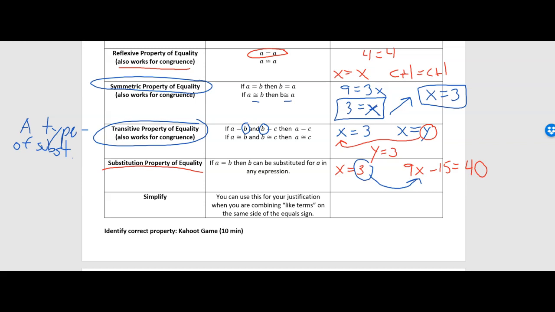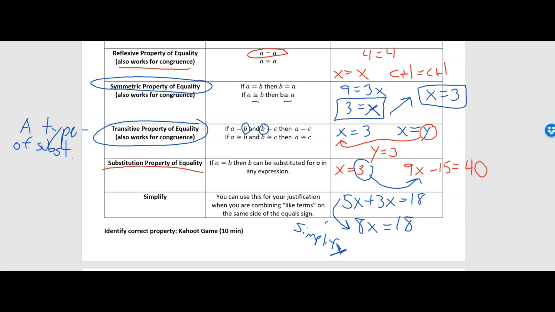Simplify is what you can use for your justification when you're combining like terms on the same side of the equal sign. For instance, if you have an equation like 5x plus 3x equals 18, in your proof, your next line could be 8x equals 18. Going from this step to this step, all we did was simplify. Another name would be combine like terms.